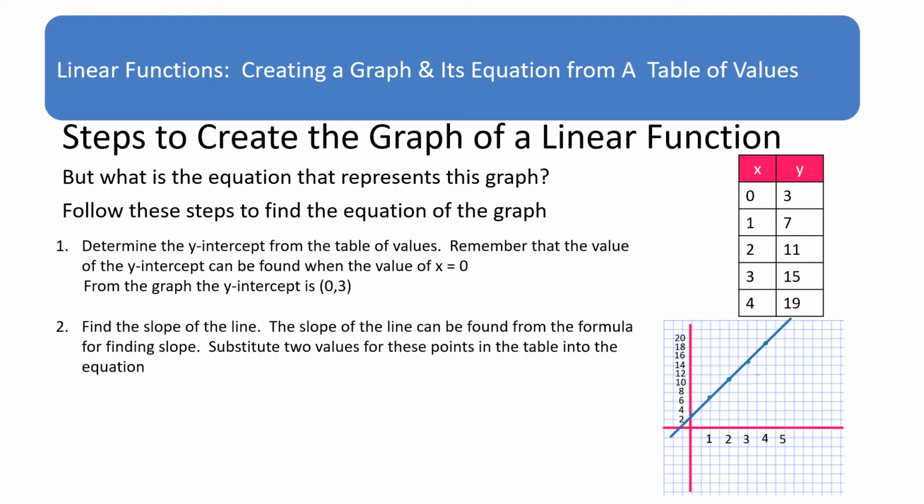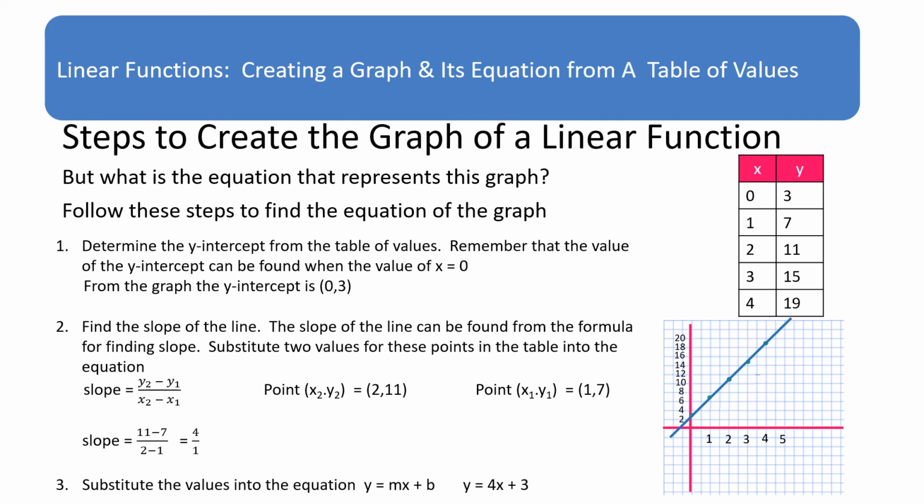Find the slope of the line. The slope of the line can be found from the formula that we can use to find the slope. Substitute these two values for these points in the table into the equation. So our formula is slope equals y2 minus y1 divided by x2 minus x1. We can see that one point, we'll call it x2, y2, is (2, 11). We can see a second point, which we will call x1, y1, is equal to (1, 7). We substitute these two point values into the formula. 11 minus 7 over 2 minus 1. We'll solve and we'll get the slope value as 4 divided by 1.